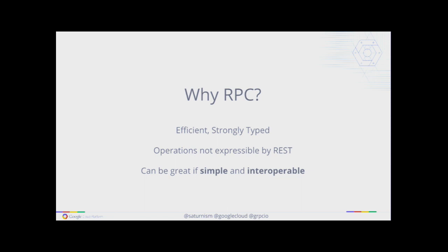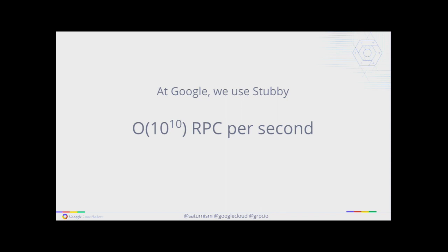And it can only be good if it's simple to use, not like the example that we saw earlier, and also interoperable. So simple as RMI, but more interoperable than that, right? And also very efficient. At Google, we actually have microservices everywhere, and we use our internal framework called Stubby to make RPC calls. This is what we use for all of our microservices communication. And we actually make 10 to the 10 RPC calls per second today, and that is significant in our data center.